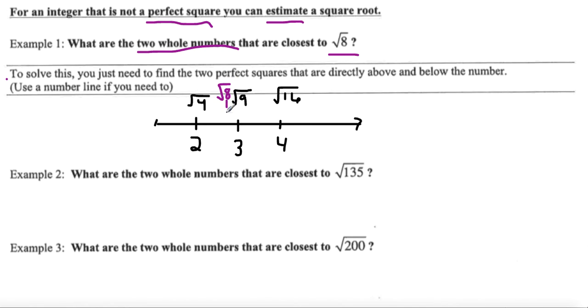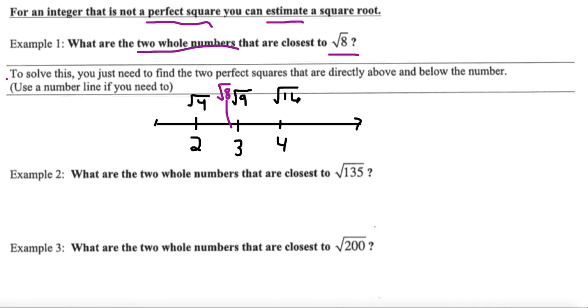It's going to be a little bit closer to 3 than it is to 2. So that's going to be 2 point something. And to estimate, you could also plug it in your calculator and round to the nearest number when it's looking for just what is it closest to. But this question says, what are the two whole numbers it's closest to? So it's closest to 3, but it's between 2 and 3.